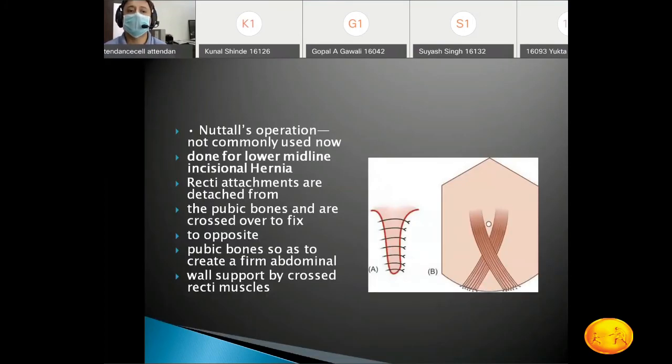And Nuttall's operation, not commonly used now, is done for lower midline incisional hernia. The recti attachments are detached from the pubic bones and crossed over to fix to the opposite pubic bone, so as to create a firm abdomen supported by crossed recti muscles.